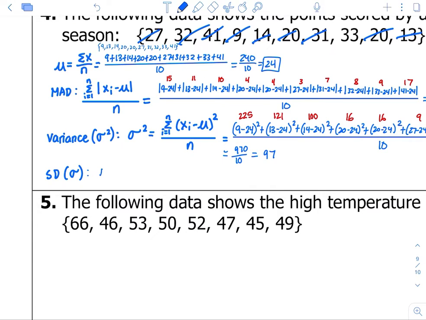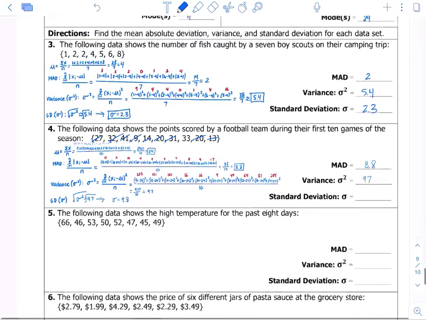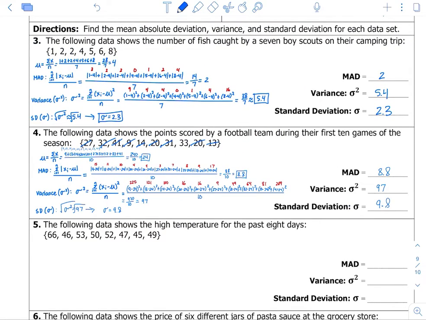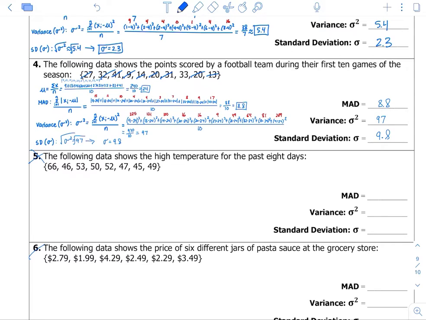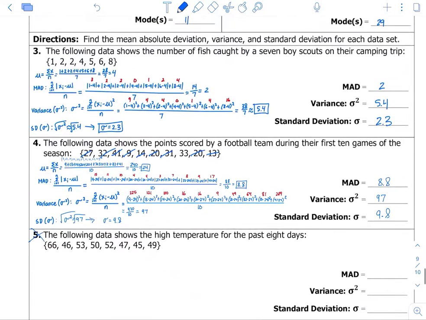Now remember, sigma is standard deviation, so sigma squared, from the previous problem, equals 97. Take the square root of both sides. So your standard deviation, which is sigma, is going to equal 9.8, which is your standard deviation. Okay, we're not doing 5 and 6. We're not going to be doing 5 and 6. That is good enough.